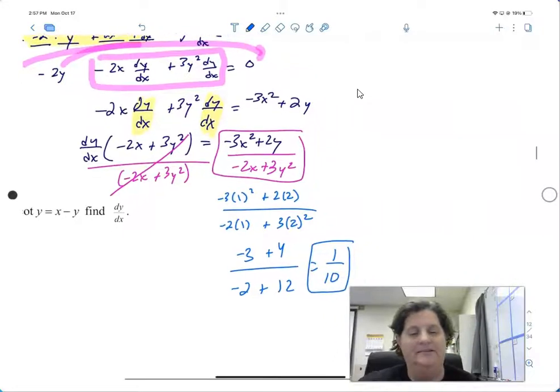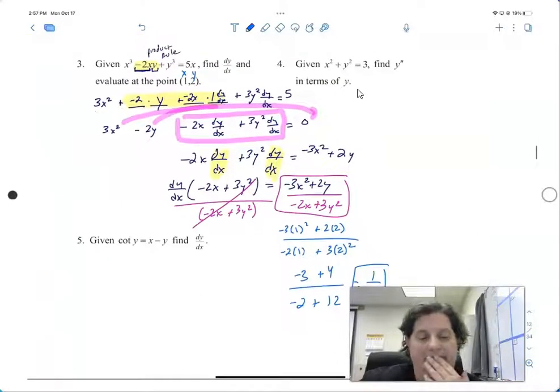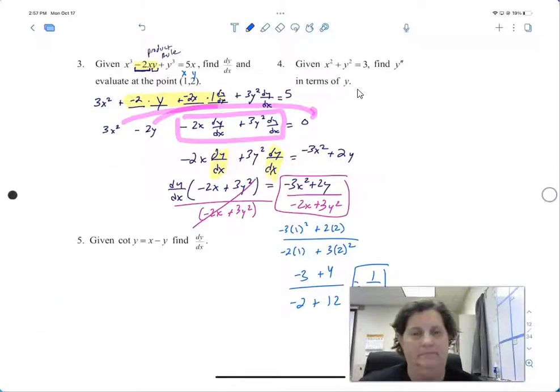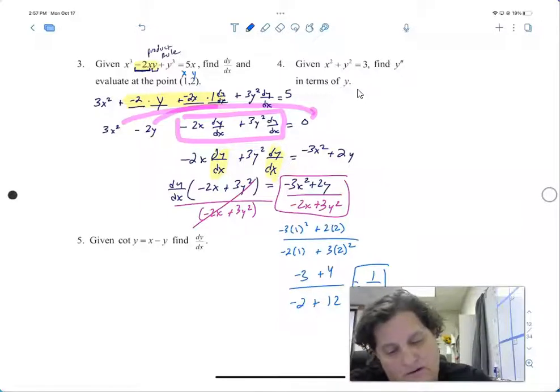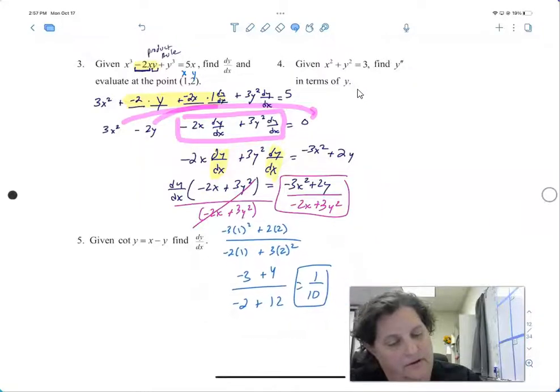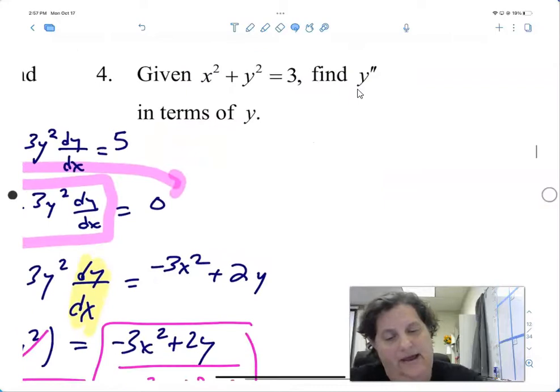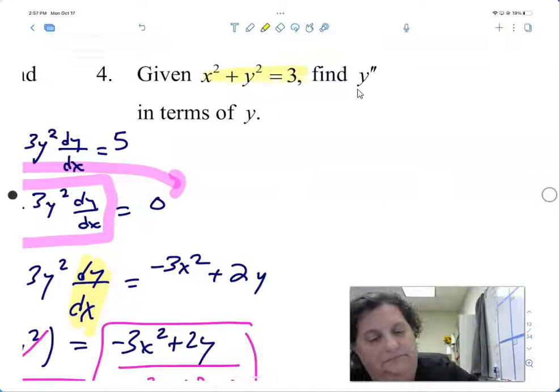Okay, that is the hardest type of implicit differentiation that we're going to do. That right there is the hardest type. Okay. Let me scooch this over a little bit. All right. Next, let's go ahead and look at this equation right here.